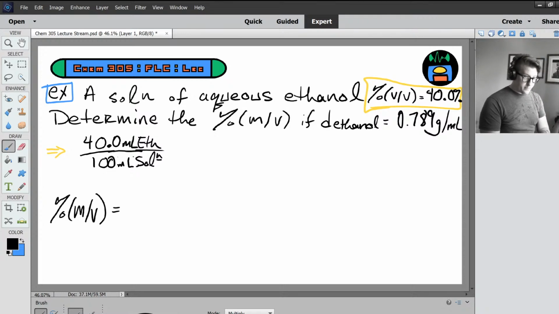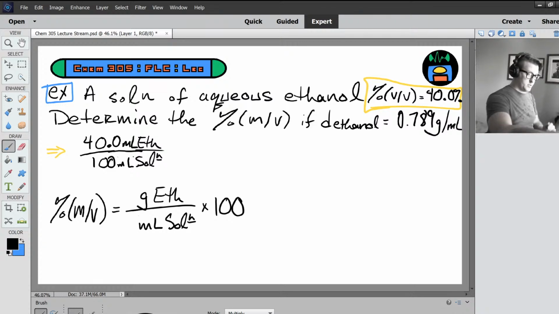We want to find the percent mass, which is grams of ethanol over milliliters of solution times 100%.